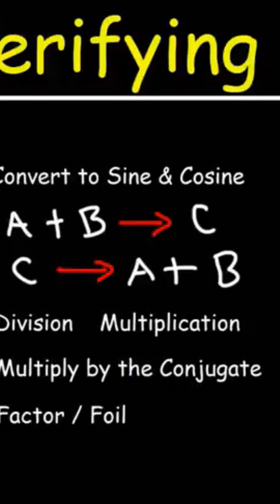Now, listed on the board are some techniques that you can use to do just that. One of the first things that I will look to is trying to convert everything to sine and cosine. That's a good place to start. It doesn't work for every problem, but at least for some of the easier ones, it's a good way to get started solving it.